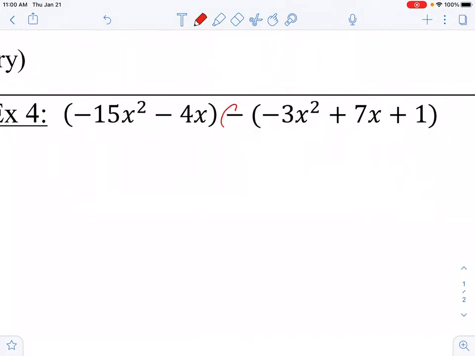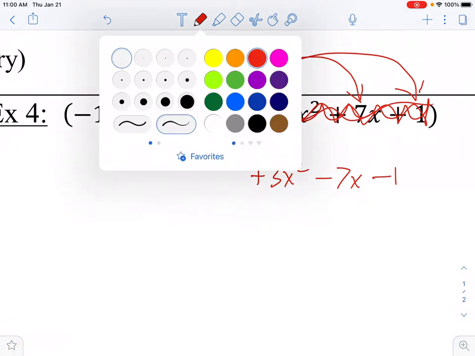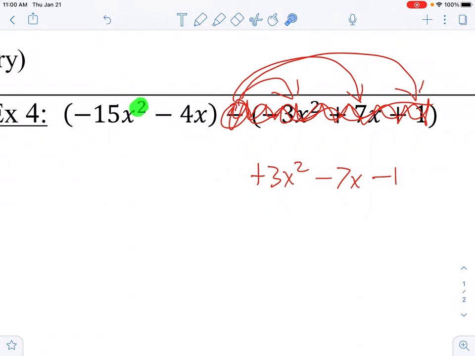So again, this negative means the opposite of. So the opposite of a negative 3x squared is positive 3x squared. The opposite of 7x is negative 7x. And the opposite of a plus 1 is a minus 1. So now I don't have to deal with any of this stuff. I've already changed it. It's written down below. So let's take a look. I have x to the second as my largest category. So I'm going to do x to the seconds, x to the firsts, and regular numbers.